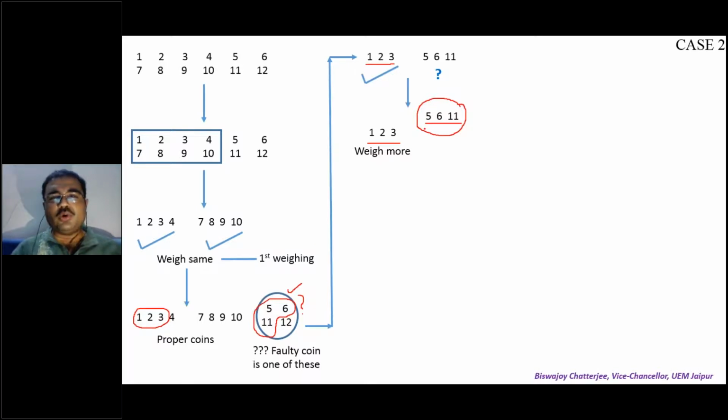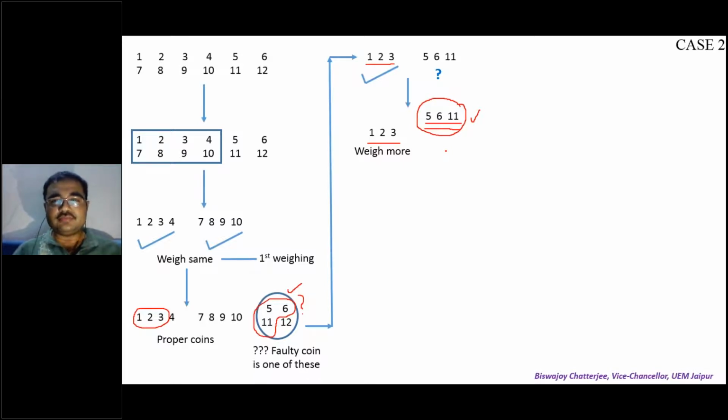And also you know that the one out of 5, 6, 11 which is faulty is lighter, because it has weighed less. Had 5, 6, 11 weighed heavier, it would be the same case. Then we would have concluded that the faulty coin is within 5, 6, 11, and that it is heavier. So 5, 6, 11, one of them is faulty and it is lighter.